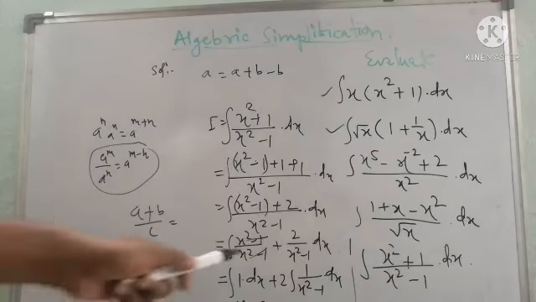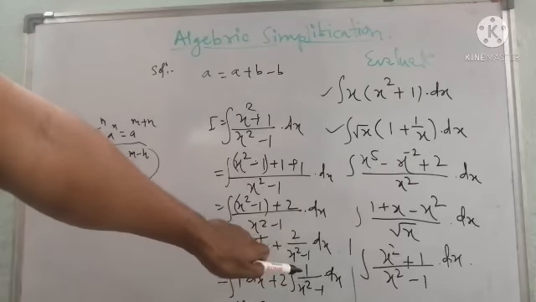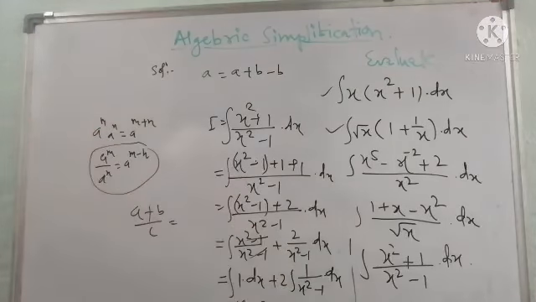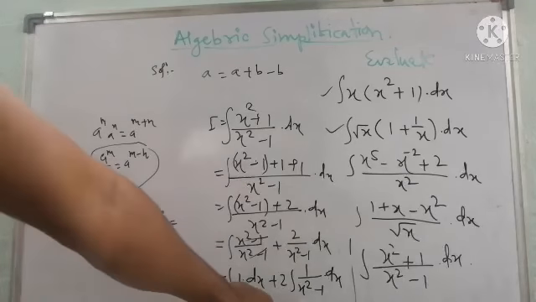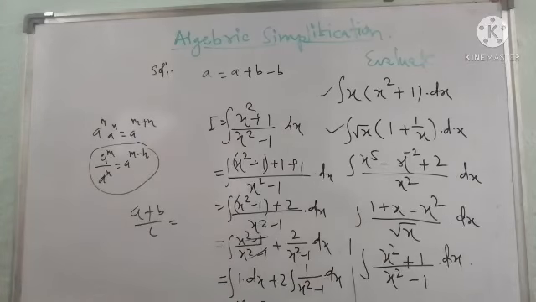Now observe, here is the form 1 upon x square minus 1, which means a rational fraction in which the numerator is 1 and the denominator is a quadratic polynomial which does not contain a term of x. This is a radical function. So by using the form of the function 1 upon x square minus a square, we can take the integration.